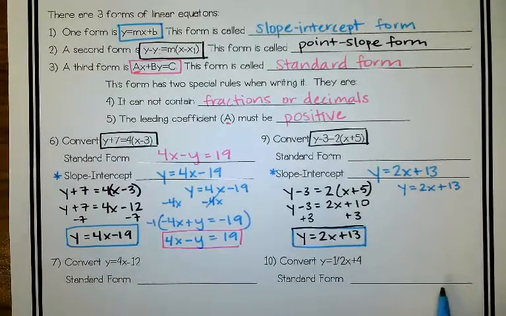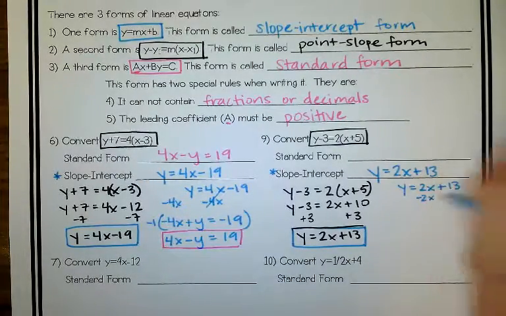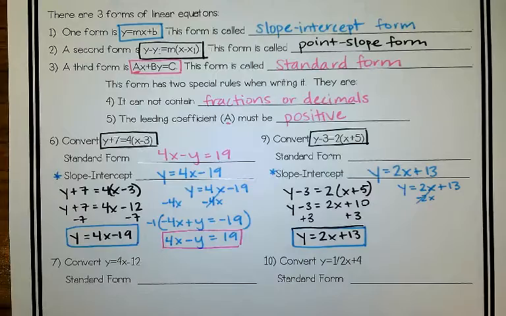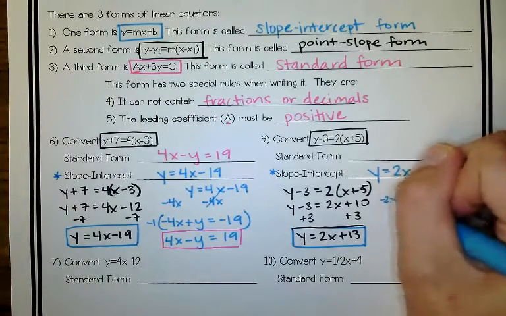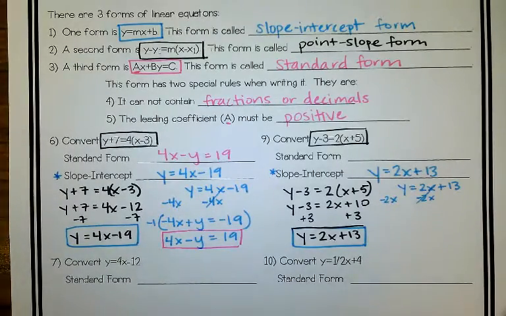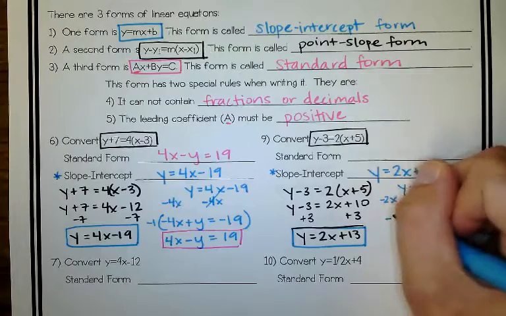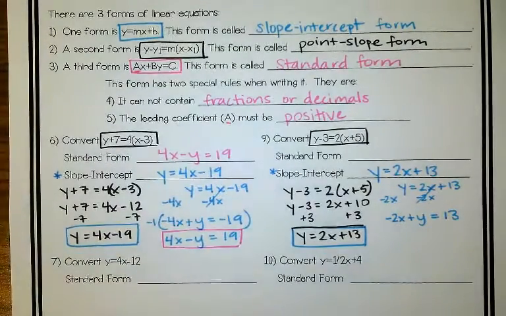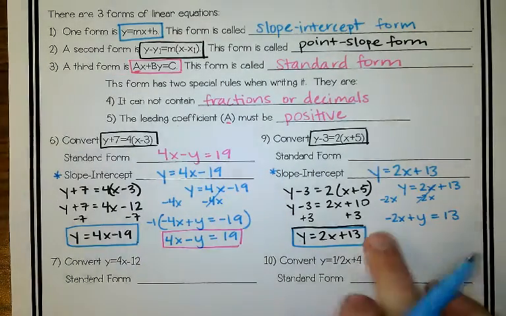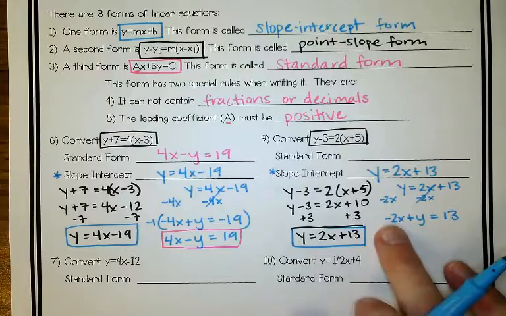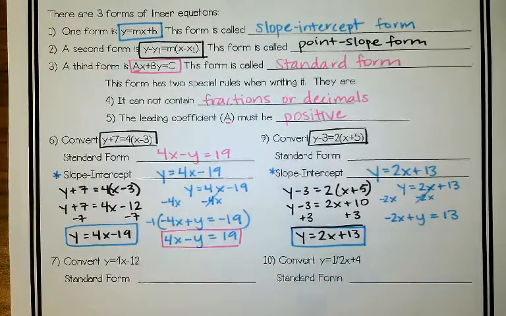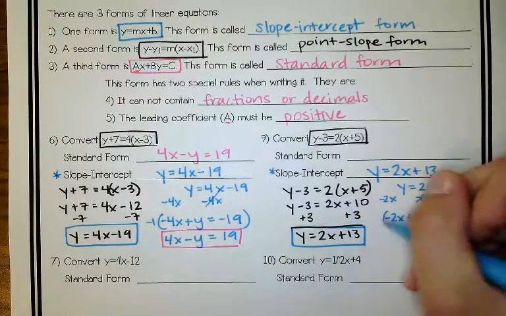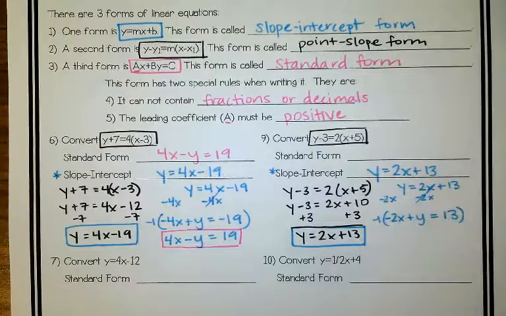into standard form. So I'm going to get the x off the right side here and move it over to the left by subtracting my 2x. So that becomes negative 2x plus y equals 13. We don't have any fractions, we don't have any decimals, but we do have a leading coefficient that's negative. So over here, we multiplied everything by negative 1. So we're again going to multiply everything by negative 1.